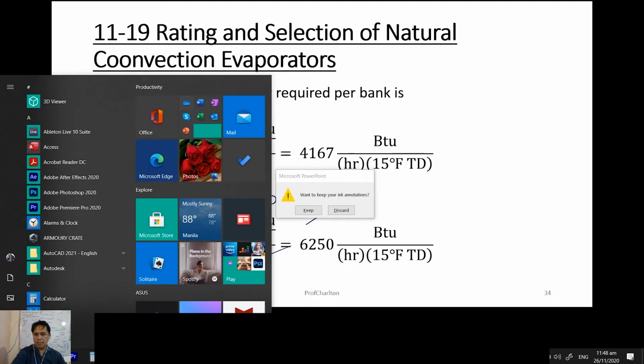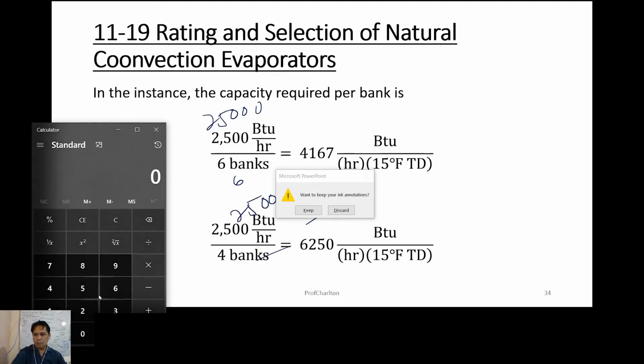So let me check that in our calculator, no? So we have 25,000 BTU per hour. Now may typo error doon. Divided by 6 muna. So 4,166, no? Ito yun, 4167.